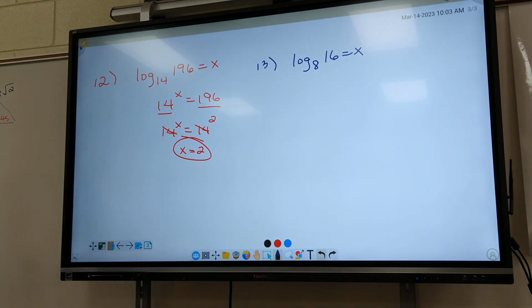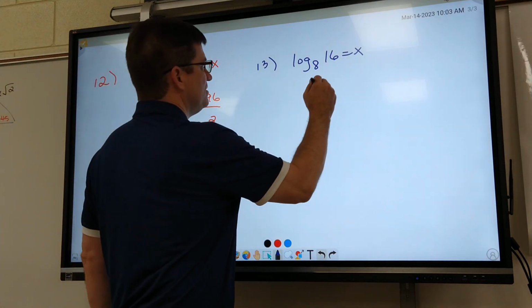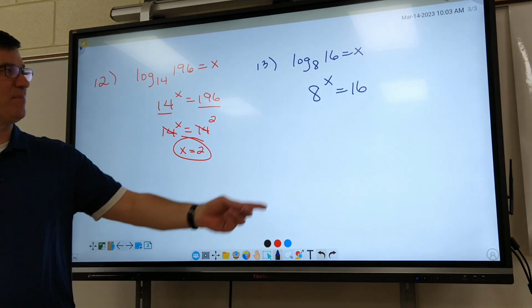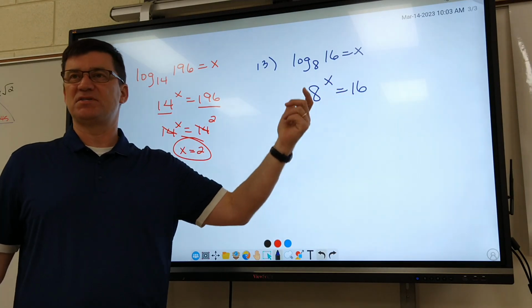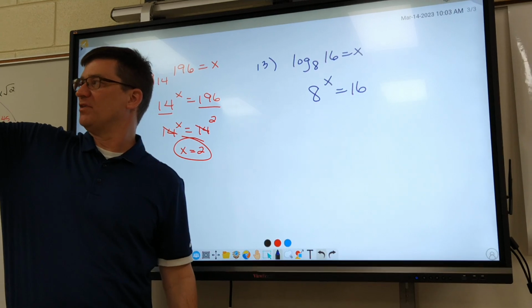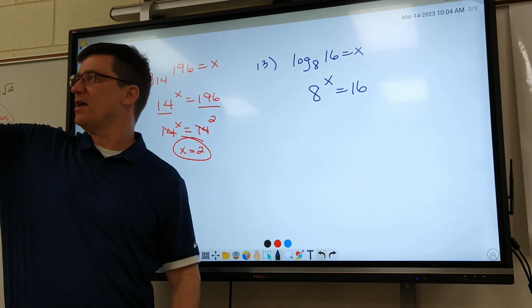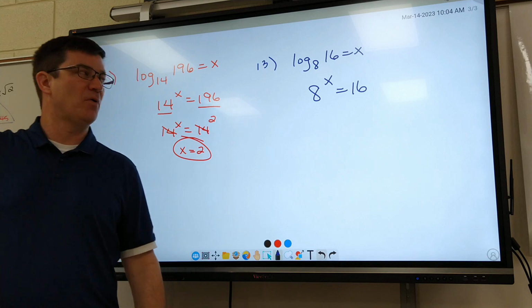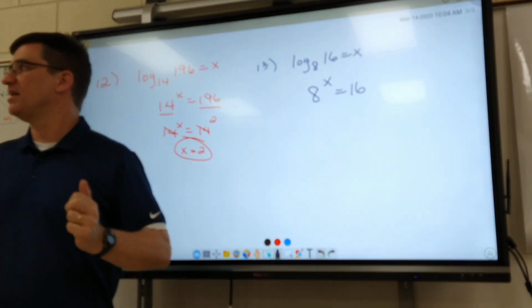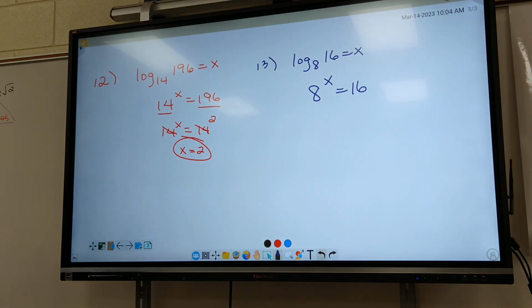Number 13. Got to set it up. How do we set it up? 8 to the x power equals 16. Now, when you do this one, and you try to make the base the same on each side, I've got your exponents on the board. I'm going to leave them up here for the test tomorrow, for y'all Thursday. Look at those exponents. Find the column that's got 8 and 16 in it. That's how we did it a month ago.